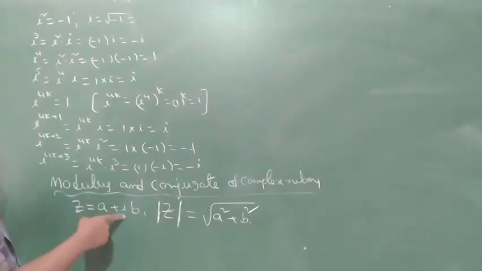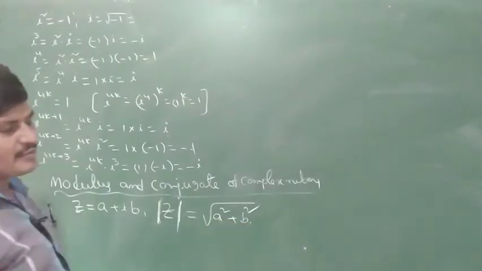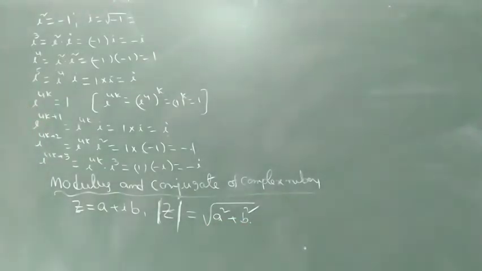Here z is a complex number. The modulus of z is denoted by mod z, and it is equal to root of a square plus b square. Here a is the real part and b is the imaginary part.